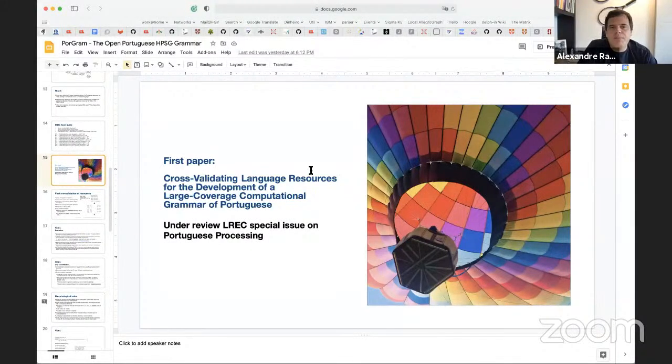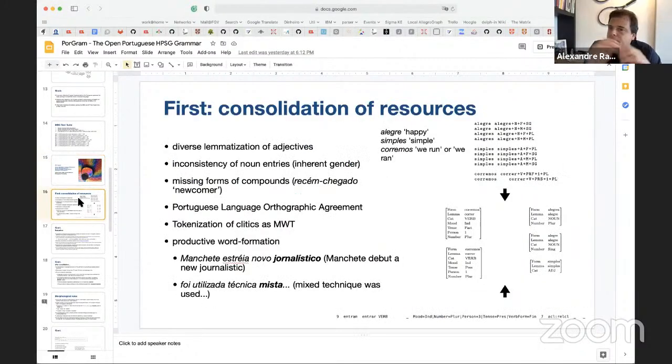So we have a first paper that we submitted to this special issue in the LREC review about Portuguese processing. And this paper is mainly about, as I said, the use of MorphoBR and the use of UD corpora to help us accelerate the development of our grammar. So what we did basically was the following. We compared MorphoBR, our full form lexicon, with UD. That was the first step. And we did that because we know that both resources could contain some mistakes, and we want to cross-check that, right?